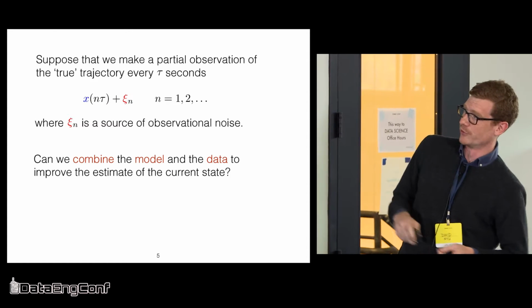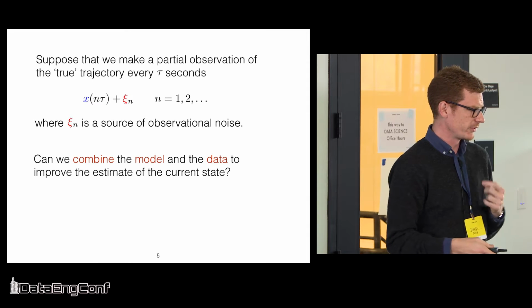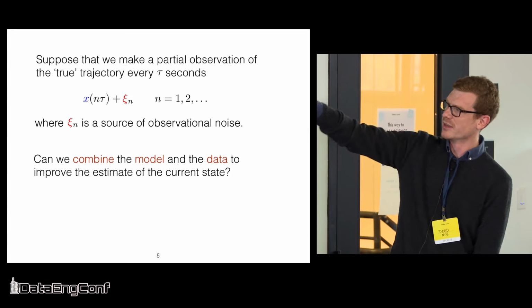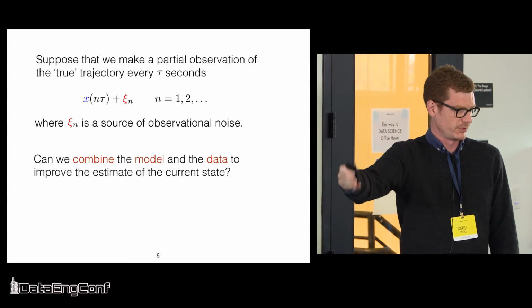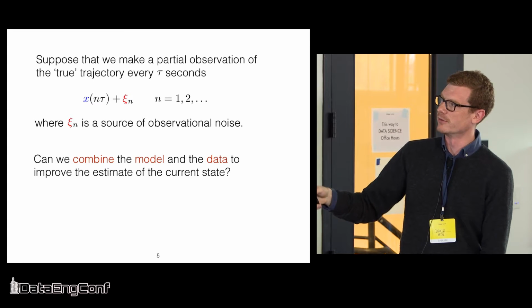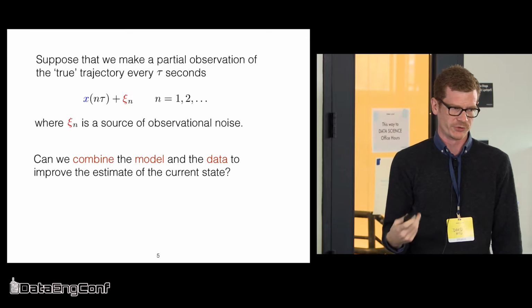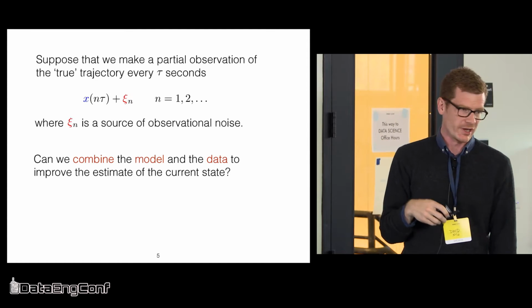For example, suppose that we just observe the x variable. Out of the three variables, we just observe the first. And you observe it with a bit of noise as well. You observe it every tau seconds. So every tau seconds, you get a new data point, and it's perturbed by some noise because your measurement is kind of noisy, and you want to try and use this additional data to make your estimate better.